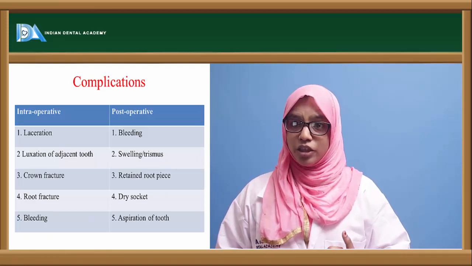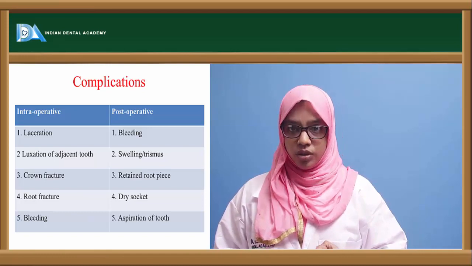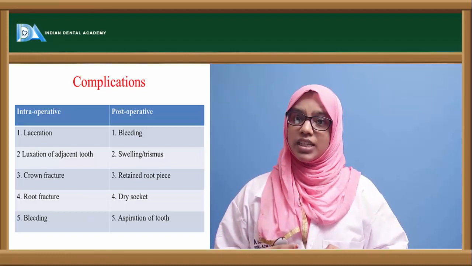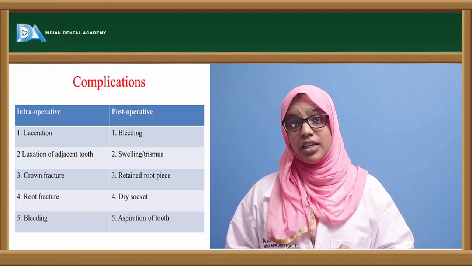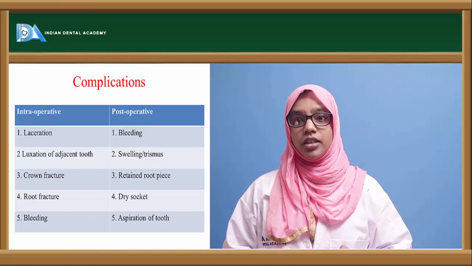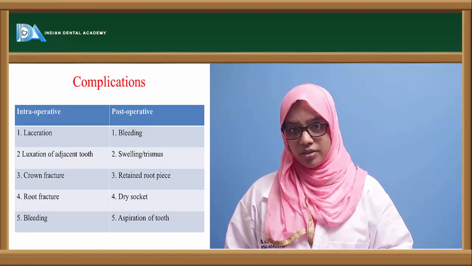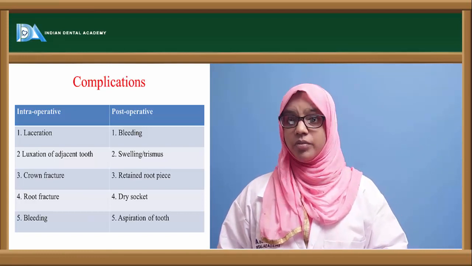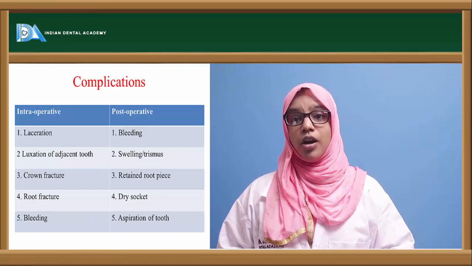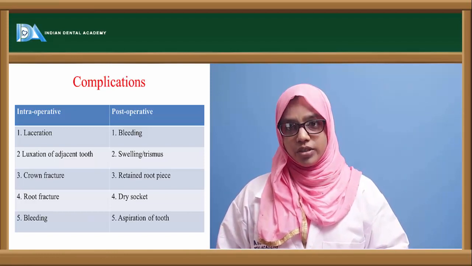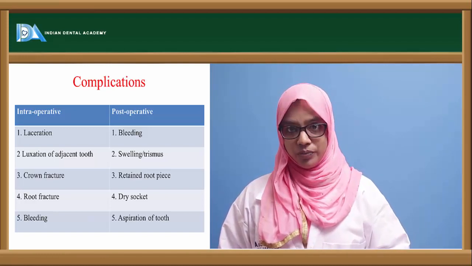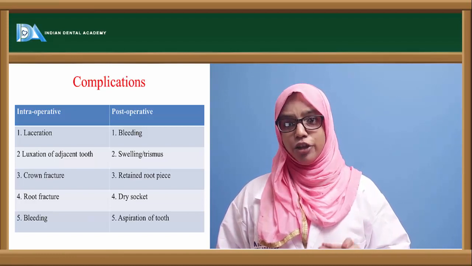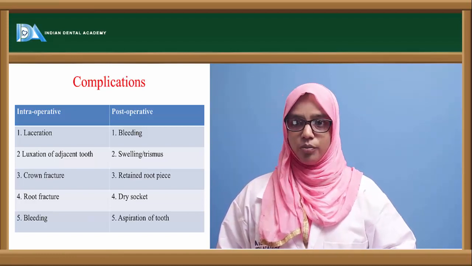Then the next complication is luxation of the adjacent tooth. When you're using the adjacent tooth as a fulcrum in case of elevator, there are high chances that you might luxate the adjacent tooth rather than the tooth that has to be extracted. So use bone as a fulcrum, never an adjacent tooth. Crown fracture. When you're using a forcep, sometimes you tend to hold just the crown, not the tooth. In that case, you could end up with a crown fracture. If crown fracture occurs, you need to drill the bone and then remove the root.